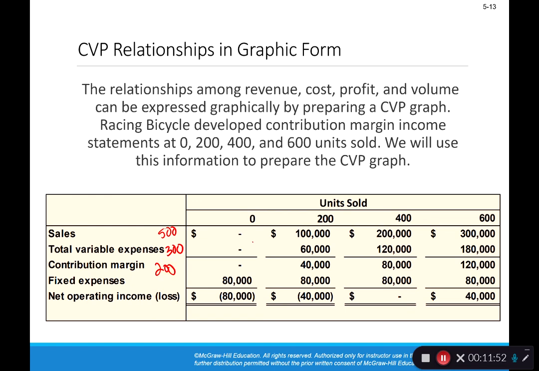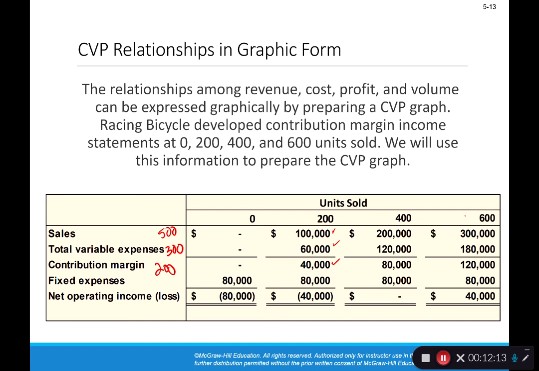So 0 times any of that is 0, and then our fixed costs are 80 across the board. They don't change. So 200 times 500 is where they get the 100,000. 200 times 300 is where we get the 60. We could go 200 times 200 to get the 40. And then the other way we could have got CM is to take 100 minus 60, which also equals 40.